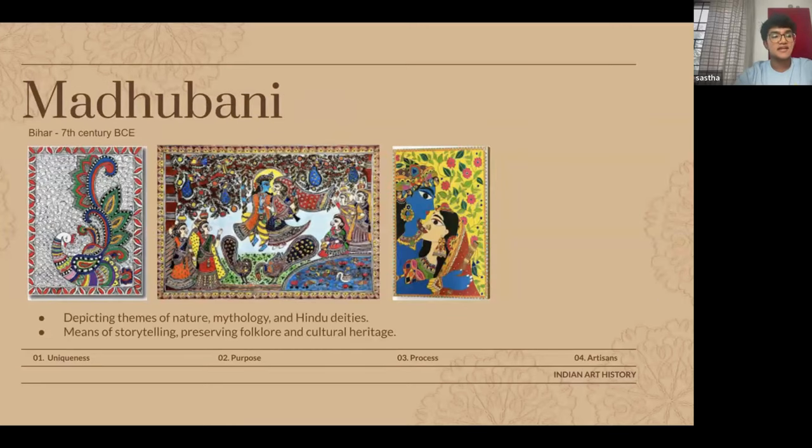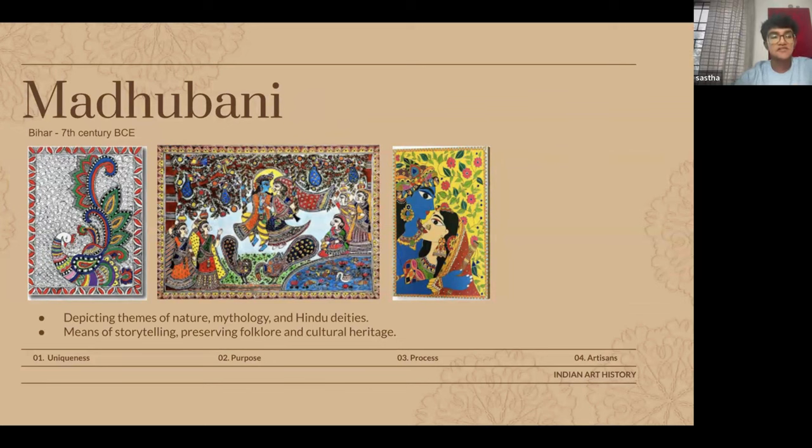So Madhubani paintings, also known as Mithila art, originate from the Mithila region of Bihar, with roots tracing back to the 7th century BCE. Traditionally, these paintings were created by women on the walls and the floors of their homes during weddings, festivals, and other events. The uniqueness of Madhubani art lies in its vibrant colors, intricate patterns, and double-lined borders with symbolic motifs, which usually depict the themes of nature, mythology, and Hindu deities.